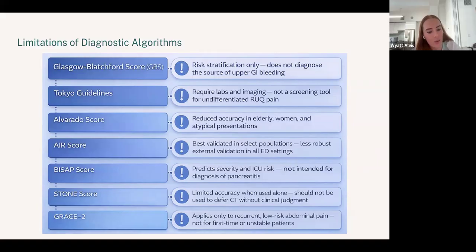And then, of course, our GRACE score really only applies to our recurrent frequent flyer, for lack of a better word, low risk abdominal pain patients. So it's not going to apply to any first time or unstable patients, which is difficult because I think we all see people who come in, whether in outpatient or in the ED setting, that say, I think I might have had this before, I'm not sure, it kind of feels the same. It's difficult to know when to use that because it really is only good for people with low risk recurrent abdominal pain.